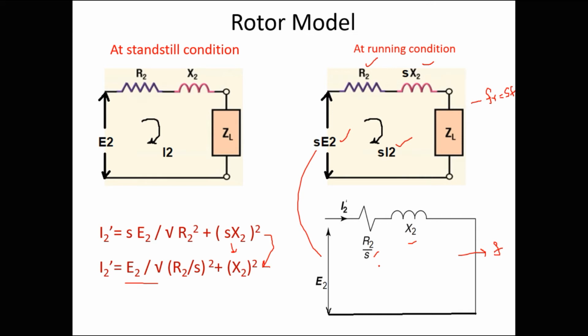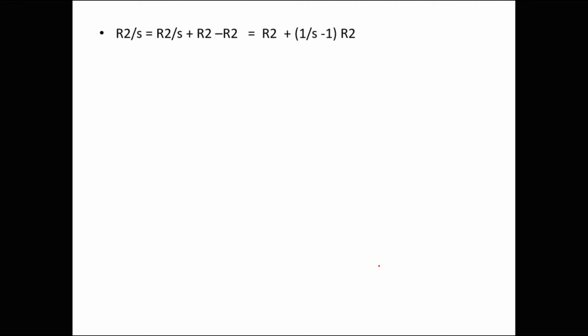So we have to rearrange to show the presence of R2 separately, and for that we consider R2 by S, and we write this equation by adding and subtracting the value R2. After rearranging, we can write this equation as R2 plus (1 by S minus 1) R2, and we have separated the winding resistance.